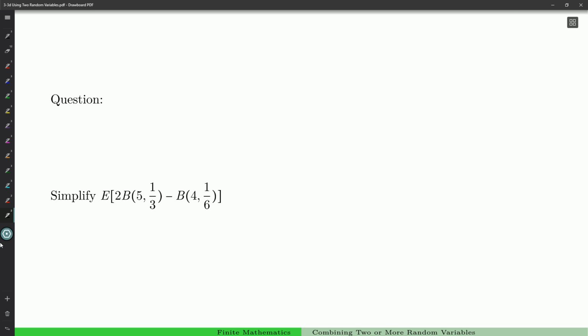Simplify this expected value. Now we notice here we've got two random variables in here, two binomial random variables, and they're being combined. If we wanted to call one of them x and the other one y, just to clarify, what we're being asked for is the expected value of 2x minus y. Now we know how to deal with two or more random variables in our expected value. That's one of the things we learned in the lesson. Okay? So what's going to happen here? Well, let me show you the quick x and y version of what's about to happen.